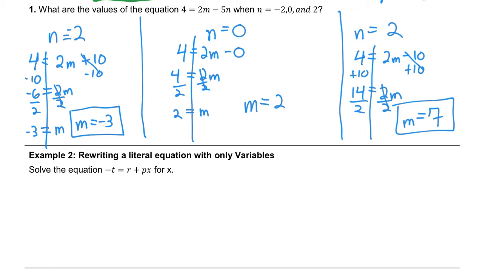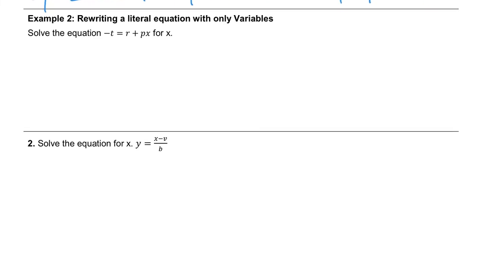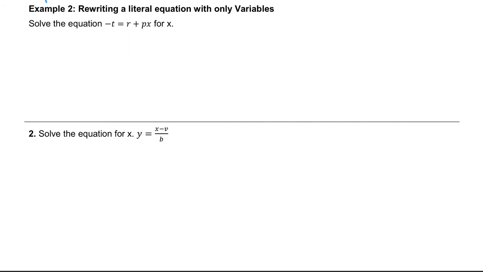So, moving to example 2, rewriting equations that only have variables. In this example, we are solving for x. So I'm going to first rewrite my equation. Negative t equals r plus px. So the fact that I'm solving this equation for x means I have to isolate x, which means I have to eliminate r from that side of the equation, and I need to eliminate p from that side of the equation. So my first step to isolating x is going to be to subtract r from both sides.